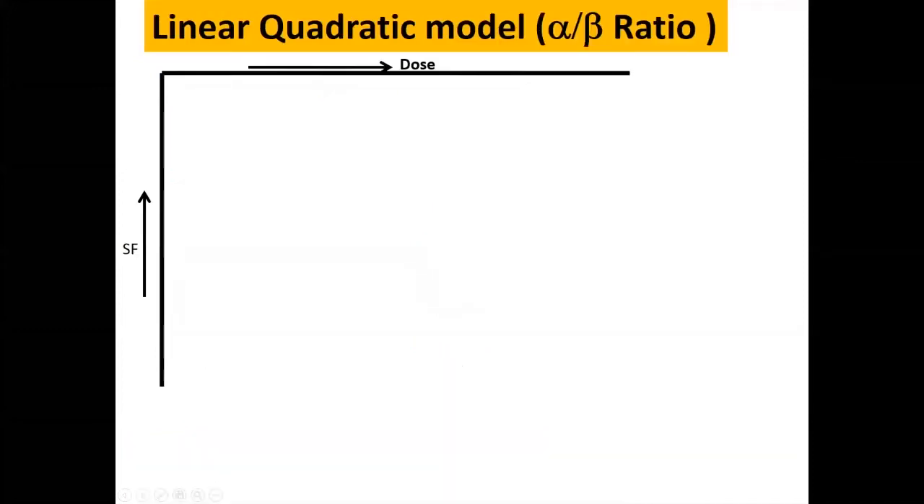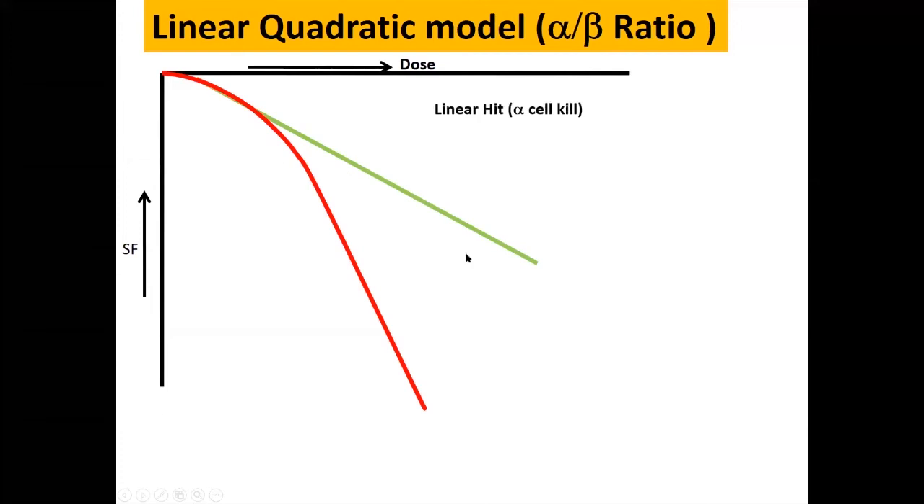Now, what is the alpha beta ratio? To understand the alpha beta ratio, you need to draw a tangent through the initial curvy portion of the cell survival curve. This tangent line will divide the graph into two portions. The upper portion will reflect the cell kill due to linear hit. The lower portion will represent the cell kill due to quadratic hit. Now I am going to move from the low dose region to the high dose region, and we will see how these two processes of cell kill contribute to the overall cell kill.